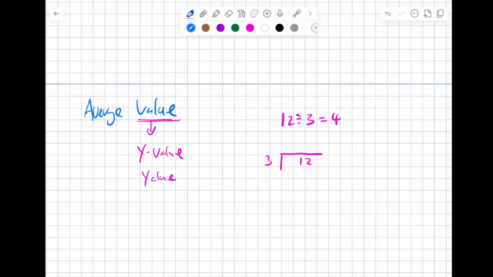Right, it is area, because if you draw a dotted line here and a dotted line here, what do you see? A rectangle. The area of the rectangle is 12. And this side is 3, so what is this side? 4. Oh.